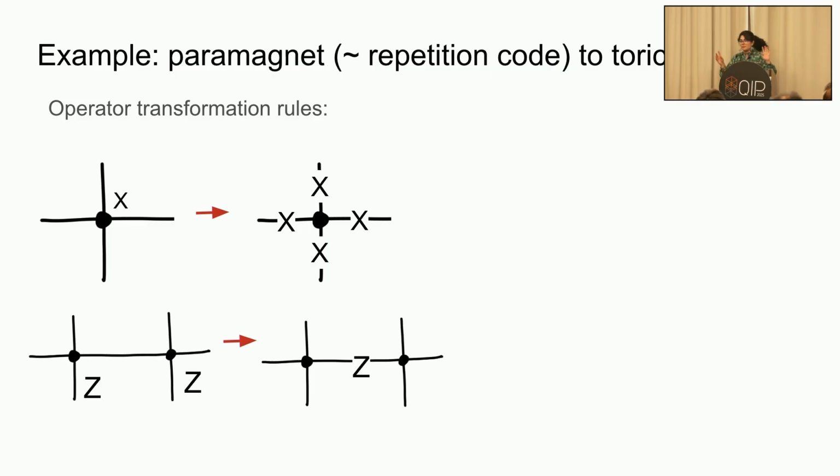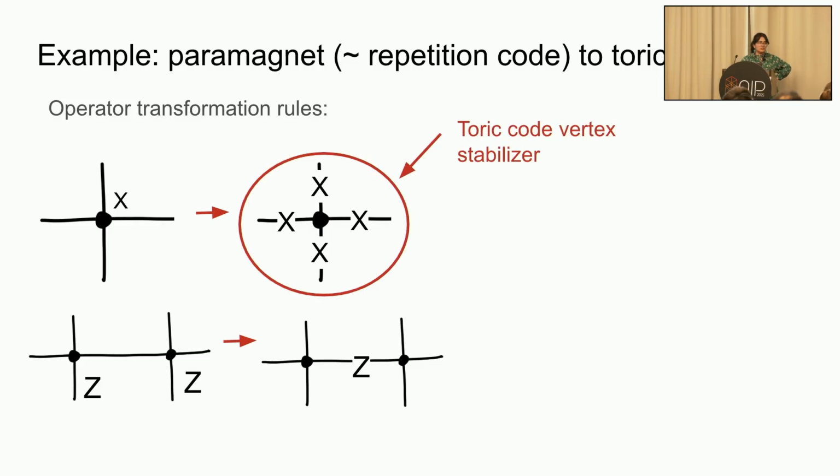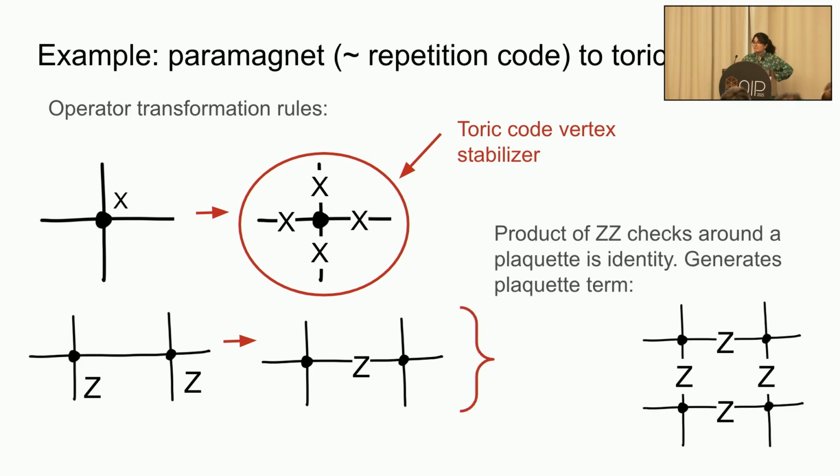I'm going to start with this paramagnet, Z2 paramagnet. And the rules of the game in this Kramers-Wannier duality: I take any X operator that I see and turn it into this 4-body product of X's, which I can immediately identify as the toric code vertex stabilizer. And then any 2-body set of Z's like this on neighboring vertices just gets mapped to 1 Z on an edge. And the product of these 2-body Z's around any plaquette is a redundancy. It multiplies to the identity. And this generates the plaquette term of the toric code, which becomes the second type of stabilizer.